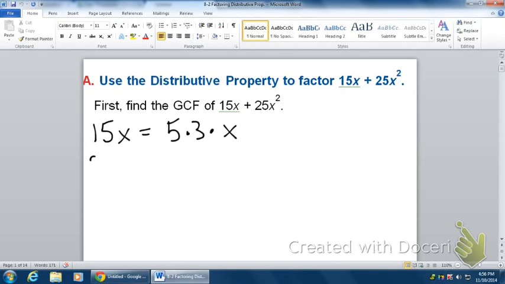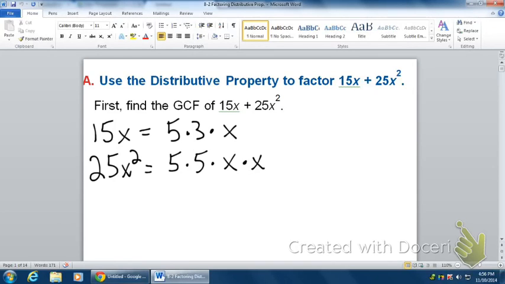Now let's go and completely factor 25x squared. Now, we know that 5 times 5 gives me 25. I have an x squared left. So that is just plain out and simple, x times x. Okay? So right now we have completely factored our two numbers.